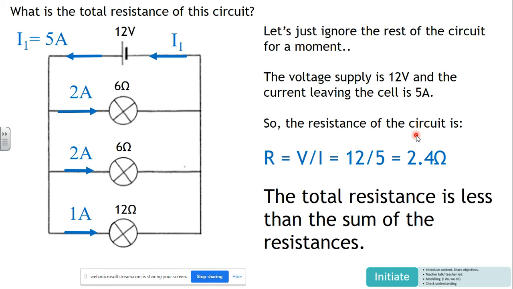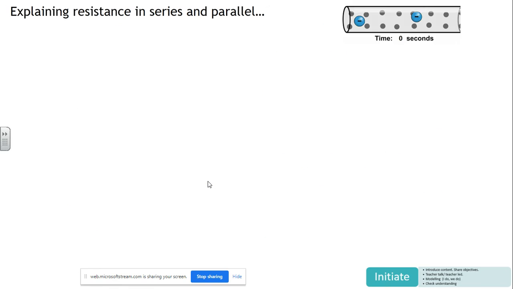Now that's pretty weird, look, because when we add up the resistances of all these things in parallel, they add up to less than adding them up just like normally. That's quite weird. That's quite a high level sort of thing to get your head around, but the total resistance is actually less. So how do we explain that?